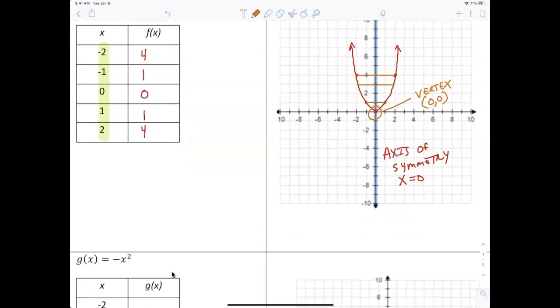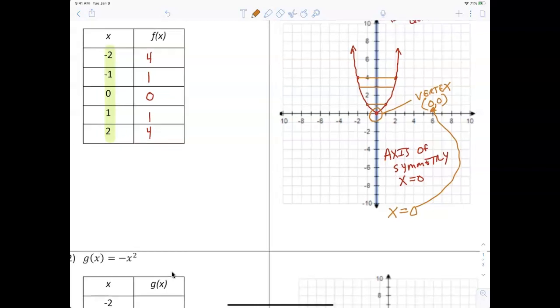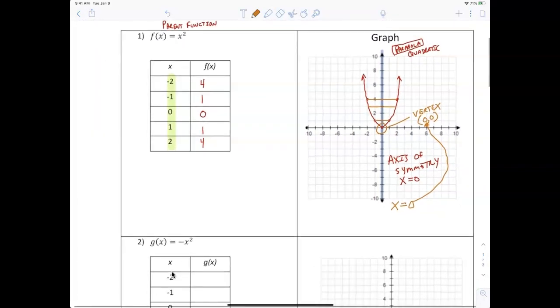The axis of symmetry is always x equals whatever the x value of the vertex is. So if the vertex was 1, the axis of symmetry would be 1. If the x coordinate of the vertex was -5, the axis of symmetry would be x equals -5. And we'll talk a lot more about that, all right? But that is basically it.